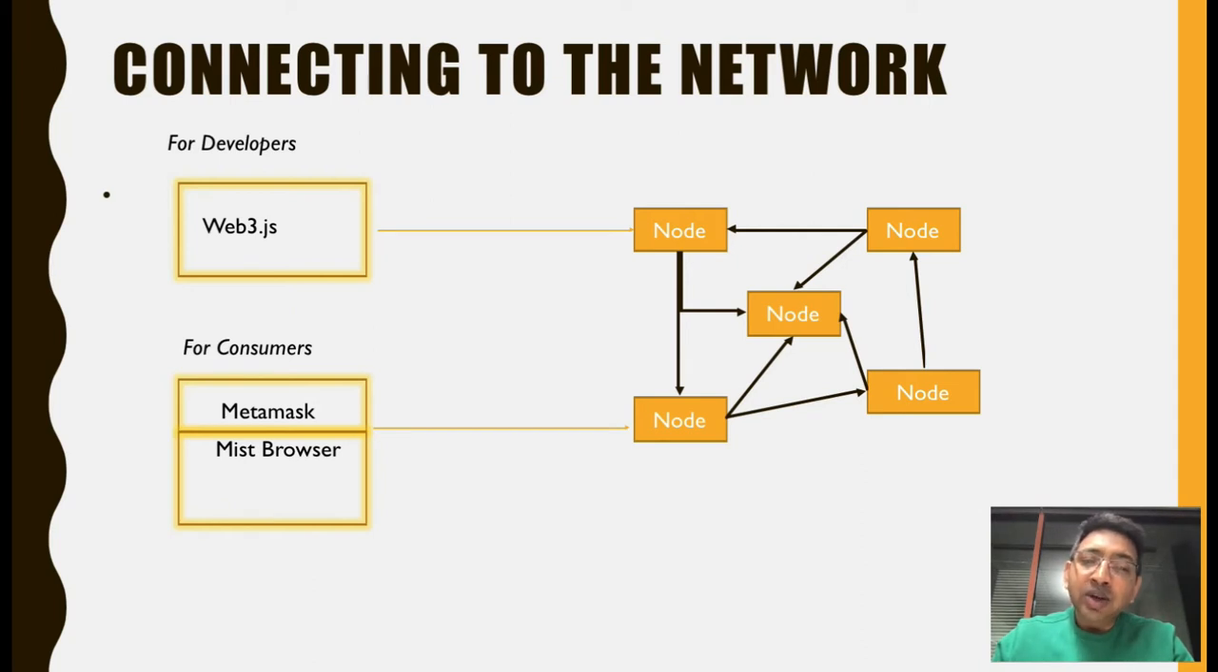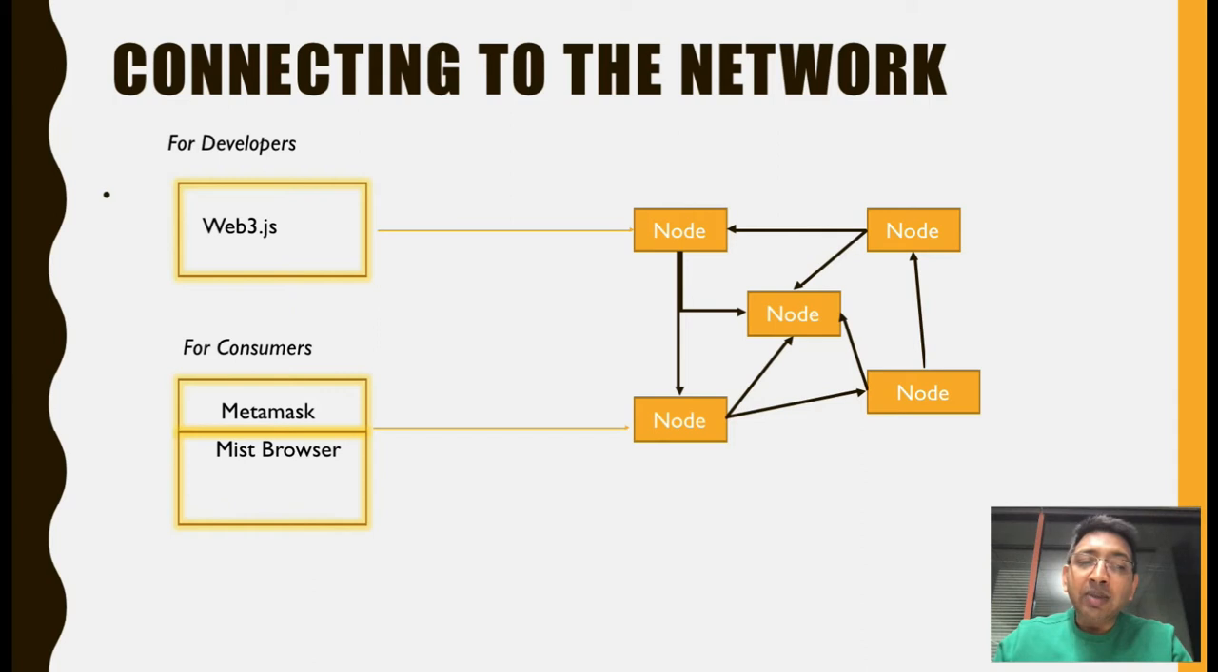For consumers, there are two great solutions on the market right now. The first one is called Metamask, which is a Chrome extension or browser extension that enables people to interact with the Ethereum network. The other is the Mist browser, which is more of a full-featured web browser intended to be used to browse different Ethereum applications.